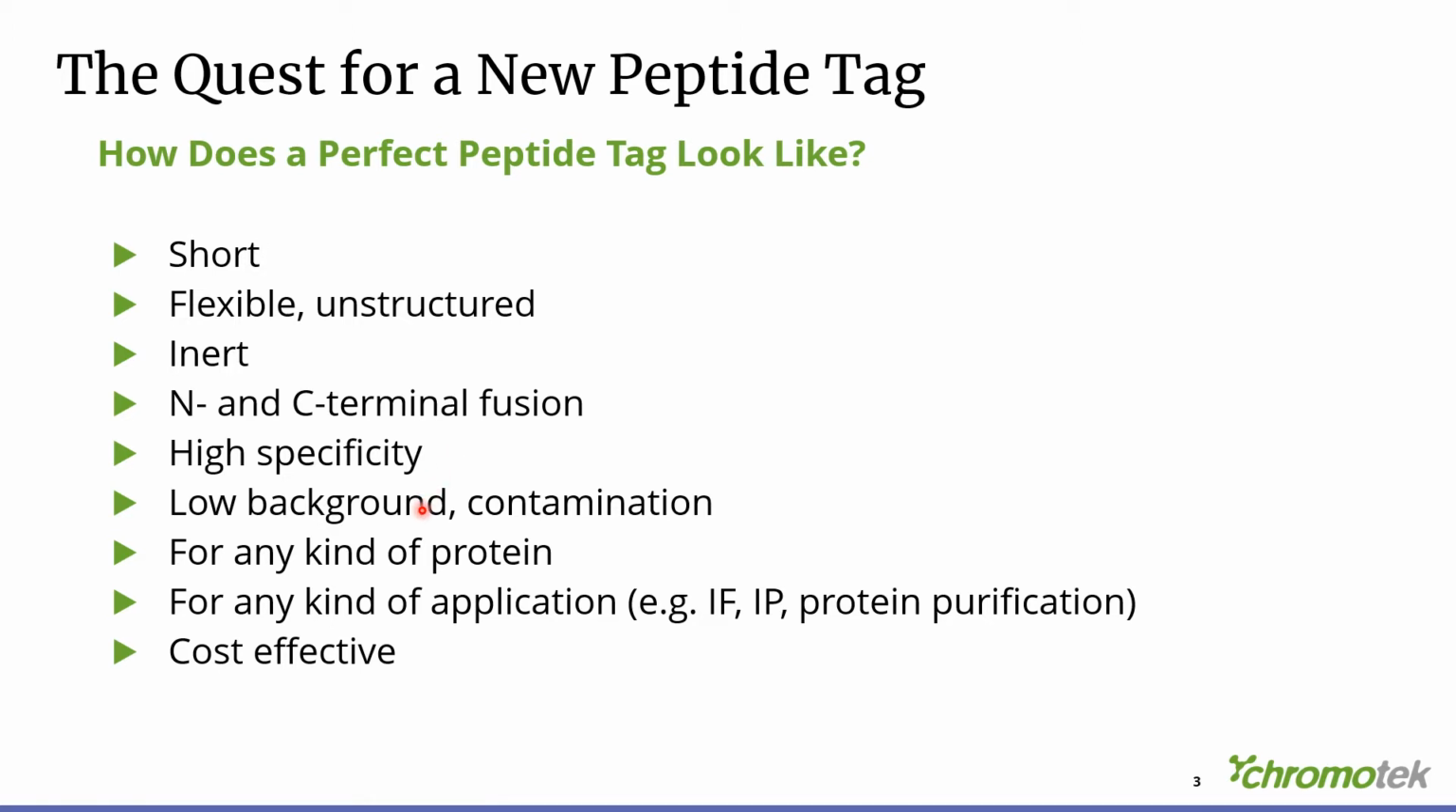It should have a low background, should not contaminate. It should work for any kind of protein. It should work for any kind of applications like immunofluorescence, immunoprecipitation, or protein purification. And of course, it should be cost effective. We do believe we have that protein tag and the corresponding Spot-Nanobody or VHH.